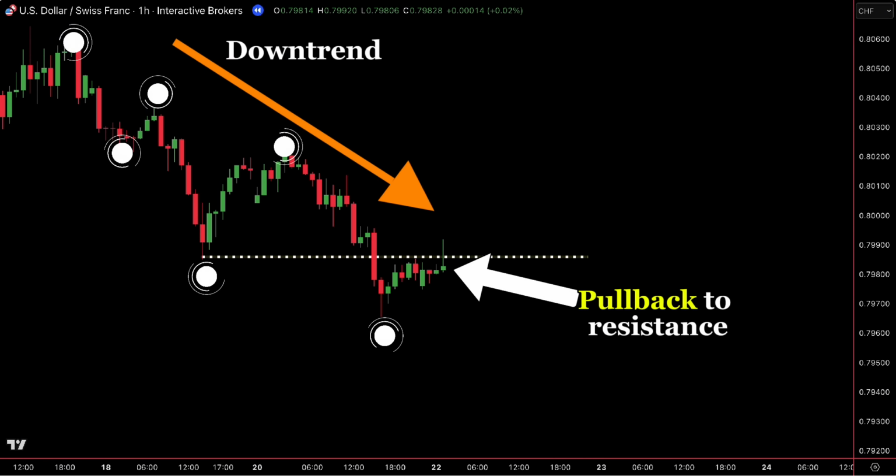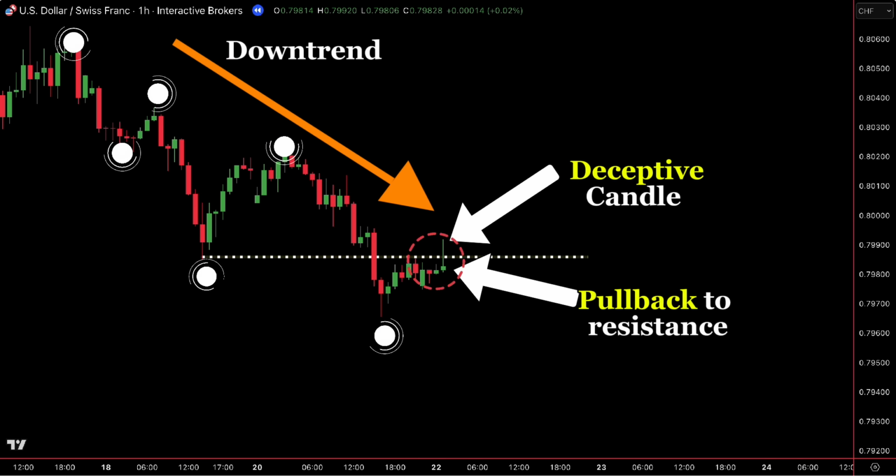Right at that level, we see a deceptive candle with a long upper wick. Price spiked above resistance, trapped breakout buyers, and then slammed back down. That's our liquidity sweep, and it signals that sellers just regained control. Now we have all three TLS conditions lining up: a bearish trend, a key resistance level, and our signal candle. This gives me confidence that the next move is likely down.